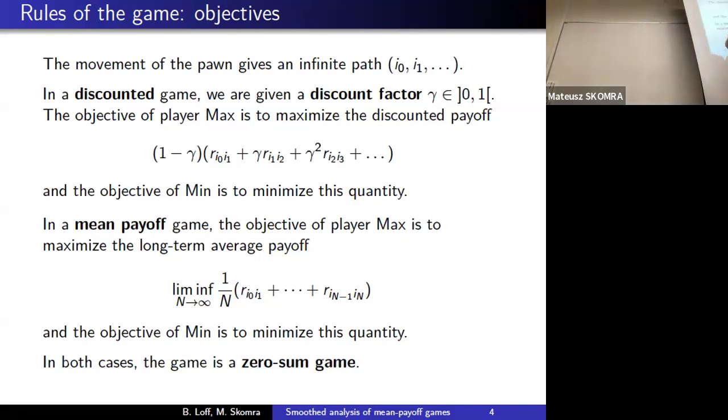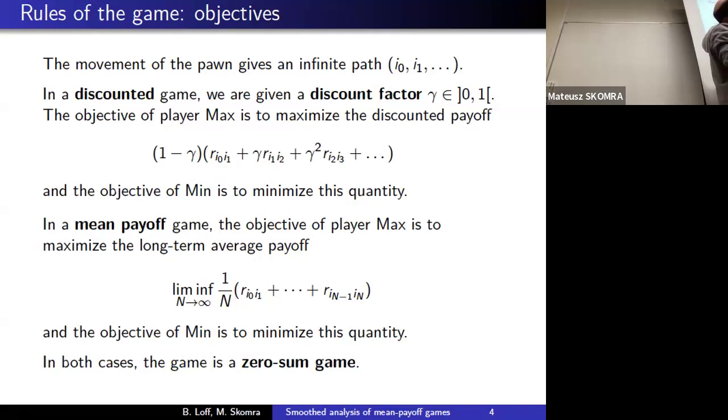So you take each payoff at each move of the pawn and you discount it by gamma. The second payoff is multiplied by gamma, the third by gamma squared, and so forth. And you multiply this by one minus gamma in order to make the sequence bounded. This is just a number, and this is the final payoff of player max.